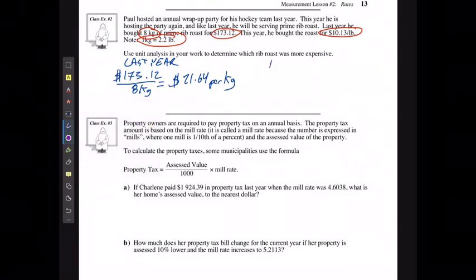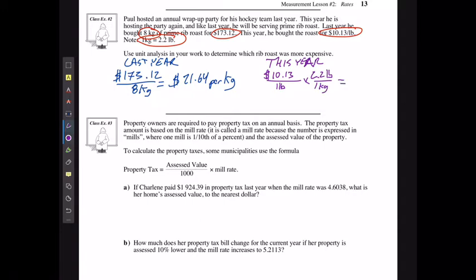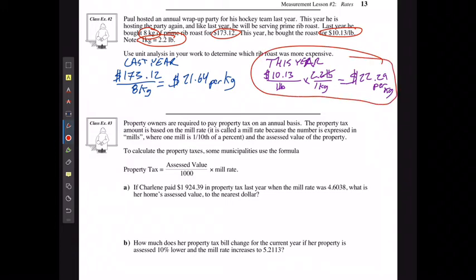For this year, if it was $10.13 per pound, I'm going to multiply that by 2.2 pounds per 1 kilogram in order to cancel out the pounds. That's going to be gone, that's going to be gone, and I'm just going to wind up with $22.29 per kilogram. And we can see that this year's is more expensive by 65 cents.